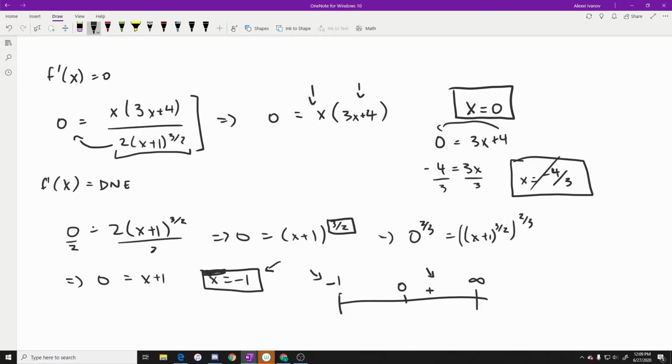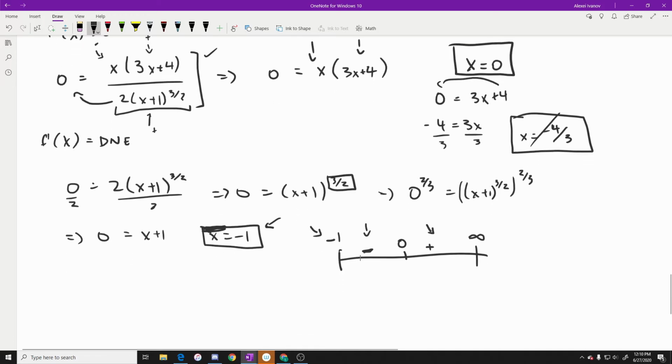However, if we were to take a negative value within this interval and plug it into this function right here, we're going to get a negative value here because this value right here would be negative, this value would be positive, and this value right here would be positive. So we would get negative times a positive, which is a negative, and then divided by a positive, which is a negative. So in this interval, our function is going to be decreasing.